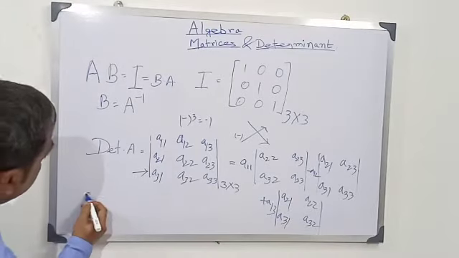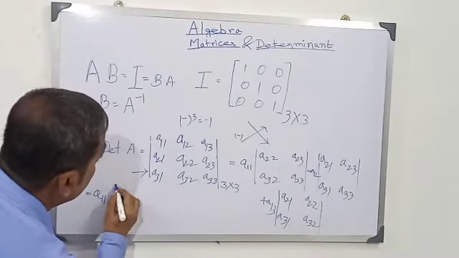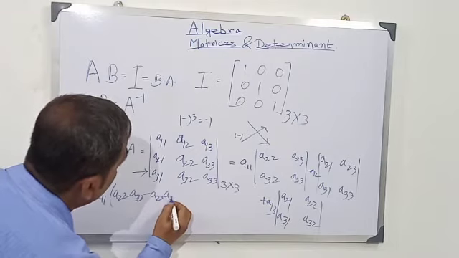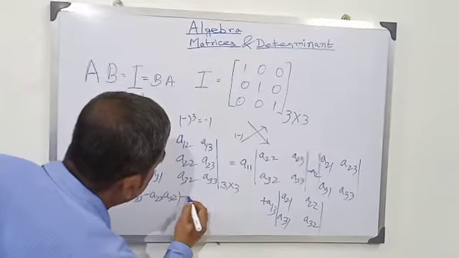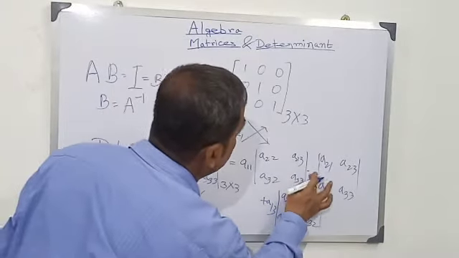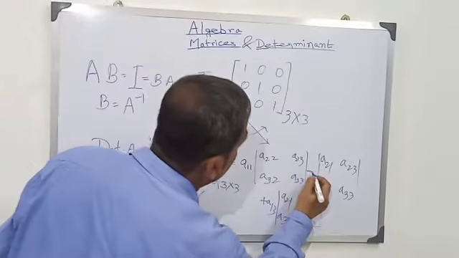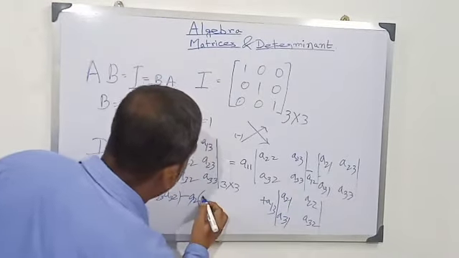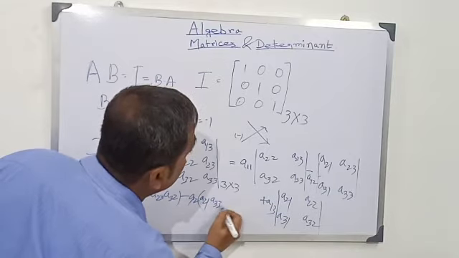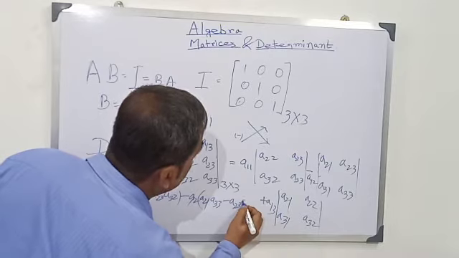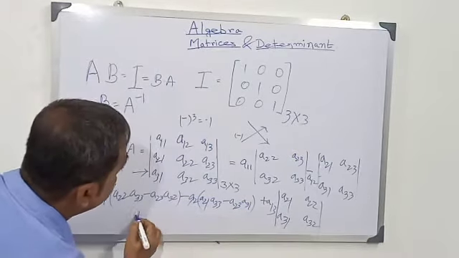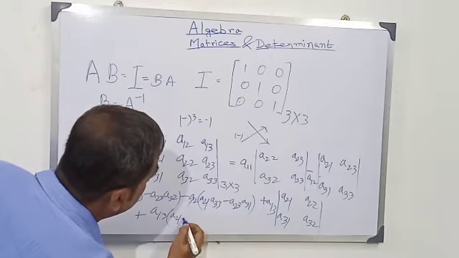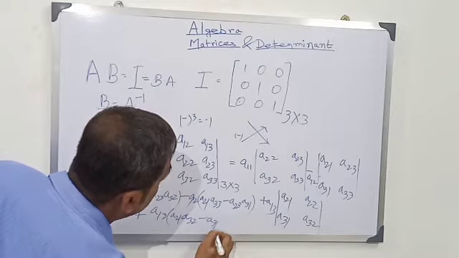From here I will start doing a11 into a22 a33 minus a23 a32, then we have minus of a12, and then we have a21 a33 minus a23 a31, and plus of a13, a21 a32 minus a31 a22.